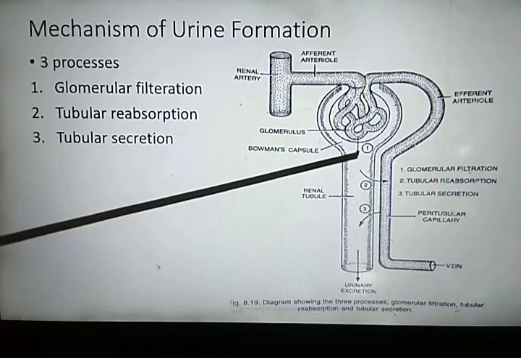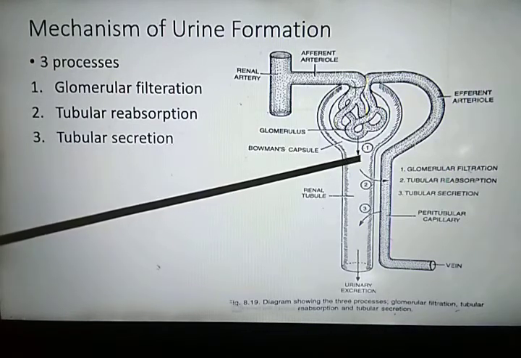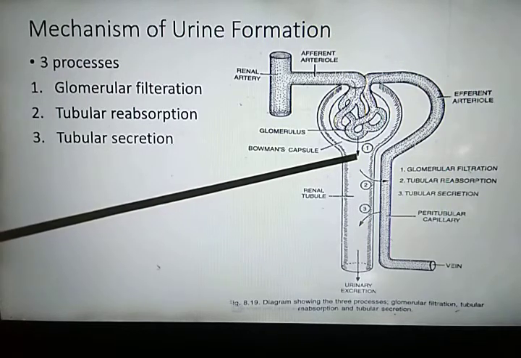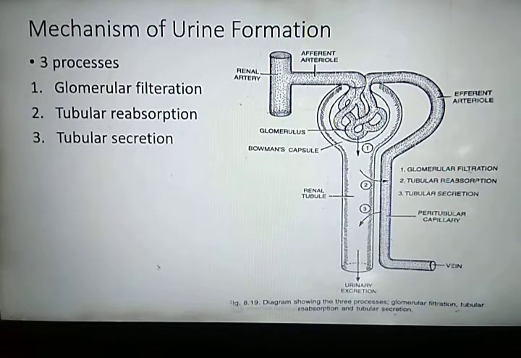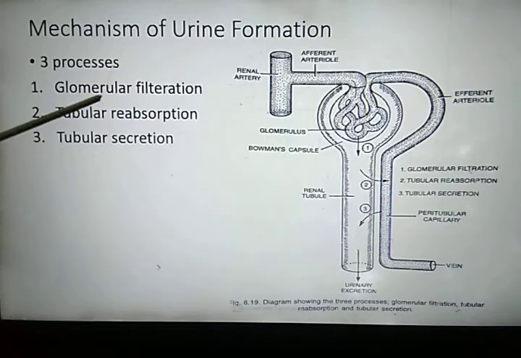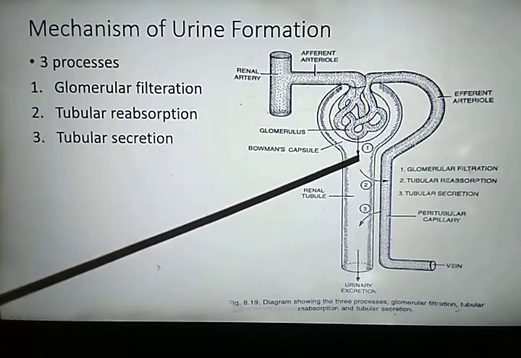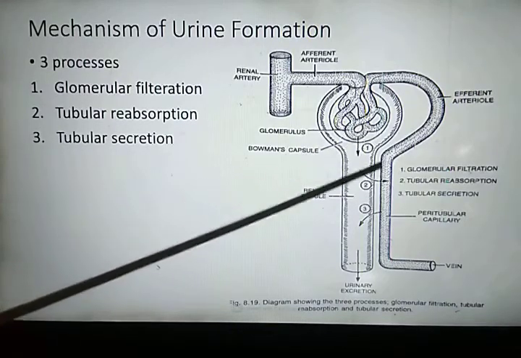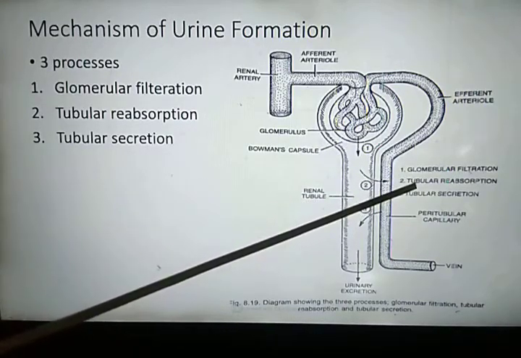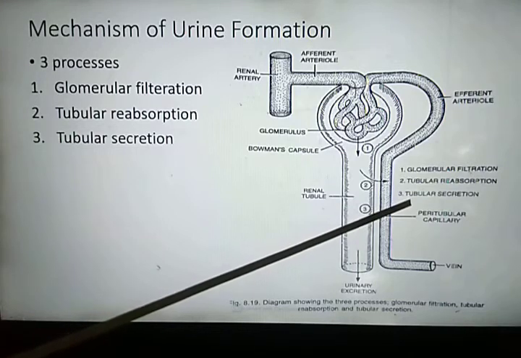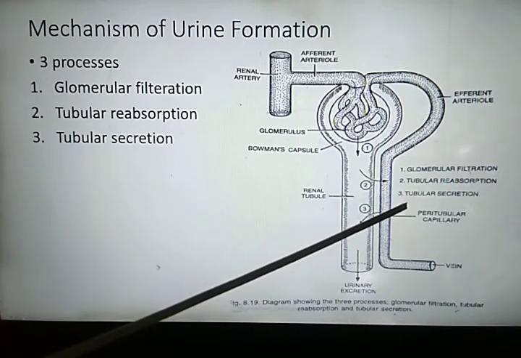So 180 liters per day of glomerular filtrate is produced by the kidney. Next part is tubular reabsorption. Now from the glomerulus, I explained these terms earlier also, tubular reabsorption and tubular secretion. I hope there is no need to explain, but let's revise once again.